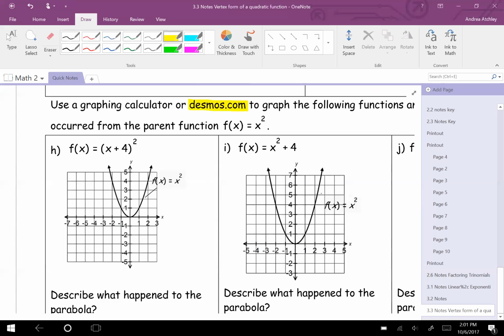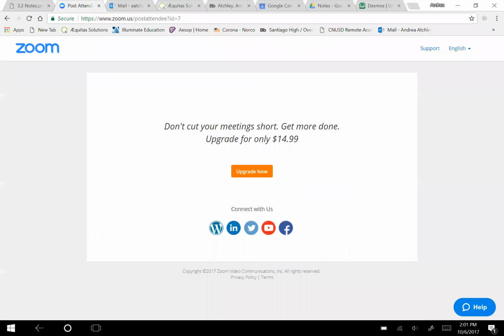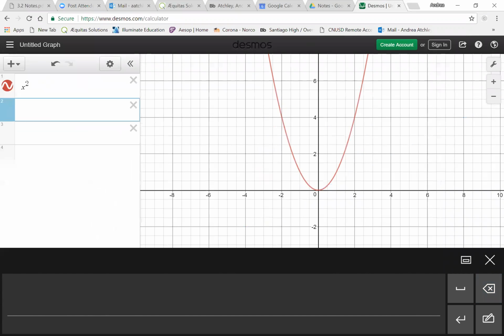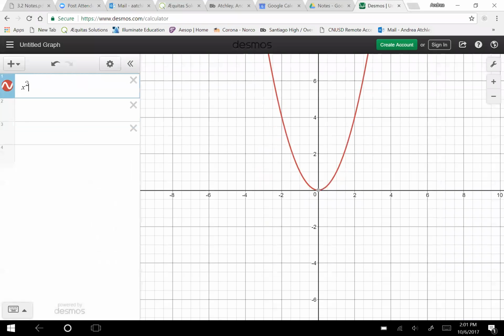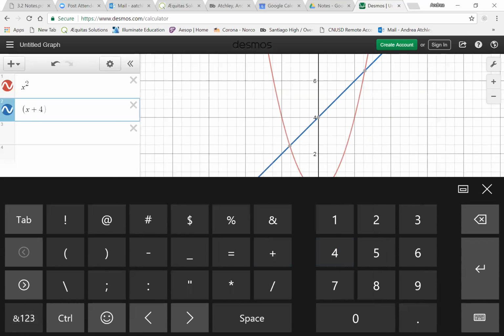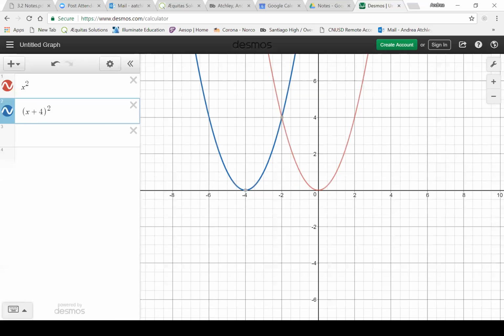Okay, let's look at Desmos. So this is my parent function, just the basic y equals x squared. We want to see what's going to happen to it if I add 4 inside those parentheses. Okay, so this is where it started, and now this is my new graph. What happened to it? Moved where? To the left. How many units? 4 units.